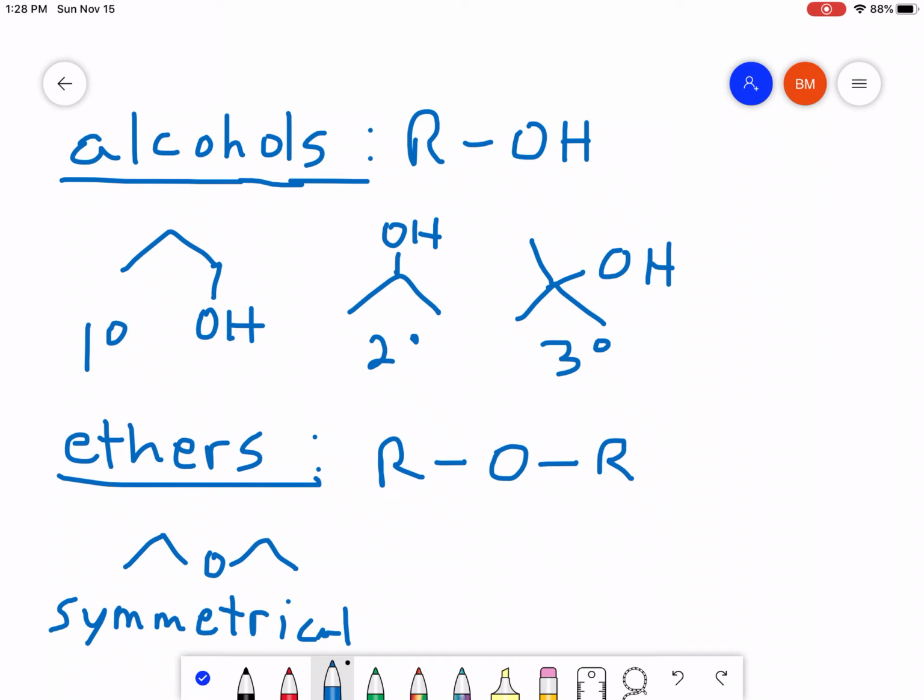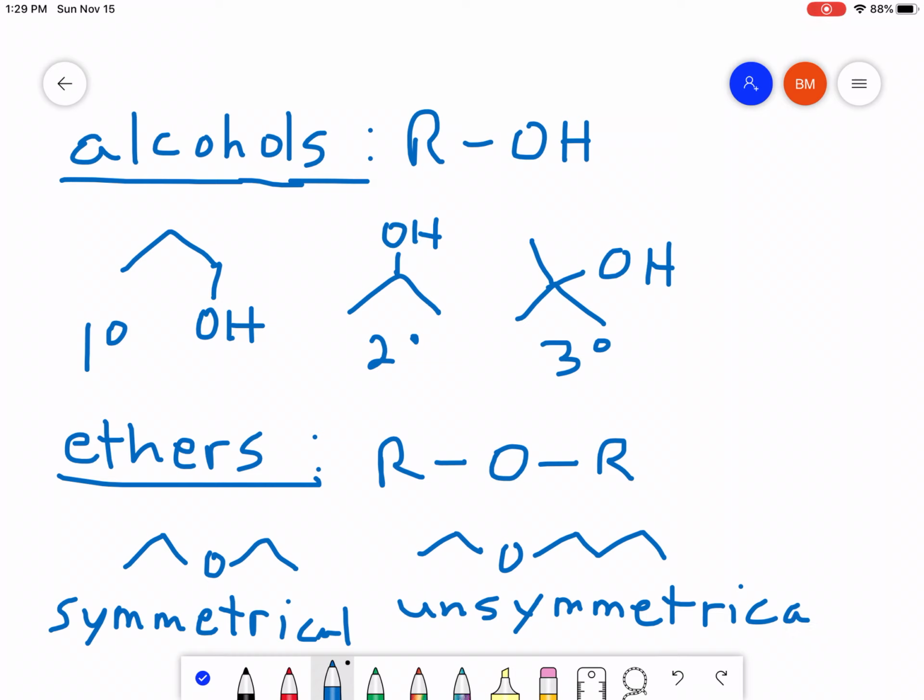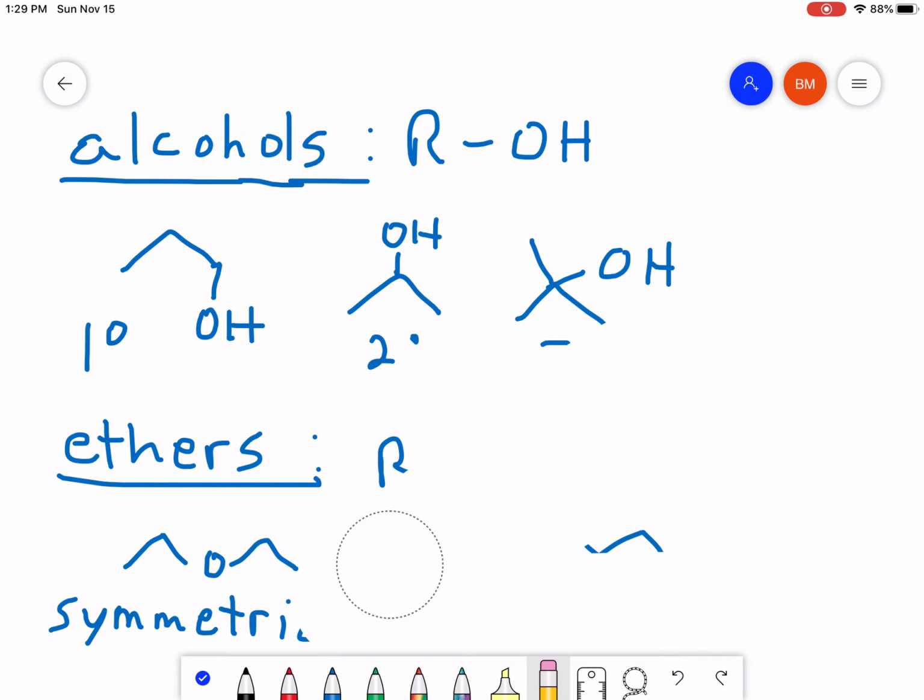They can be the same or they can be different. So, something like this. Let's say instead of another ethyl group, we had a butyl group or something like that. You would think this would be called asymmetrical, but it's actually called unsymmetrical. That just doesn't sound right to me, but hey, I don't make the rules, I follow them. So, there we go. Symmetrical and unsymmetrical ethers.